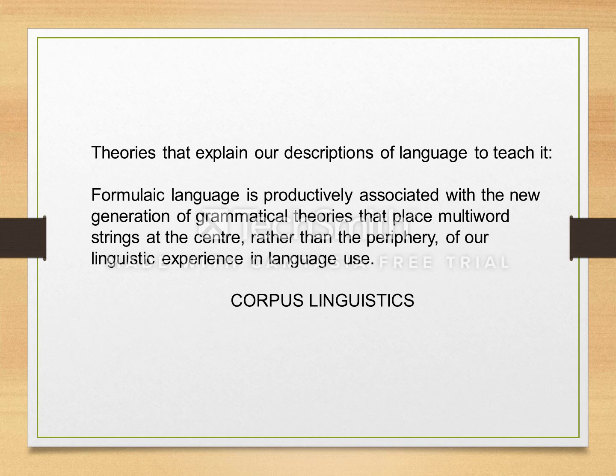What are these theories that explain our descriptions of language, making a focus on the lexicalized aspects that we have mentioned before? Formulaic language is productively associated with the new generation of grammatical theories that place multi-strings at the center, rather than the periphery of our linguistic experience and language use. These are theories coming from corpus linguistics.